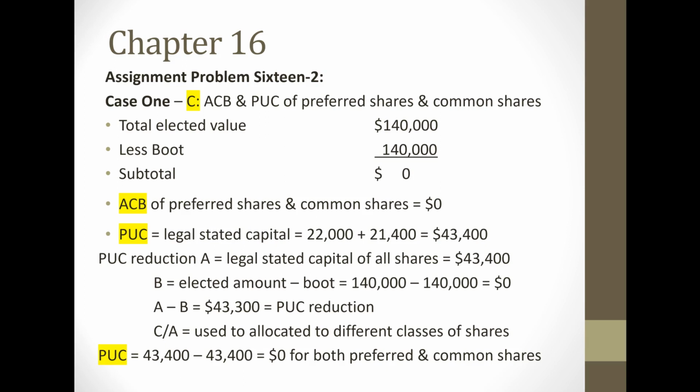Now, in this case, we don't have to worry about the C minus A ratio because we know that the PUC overall is going to be 0. So we don't have to worry about that calculation in this specific example because the total PUC for both the preferred and common shares will be 0 anyway. So that's case number 1.